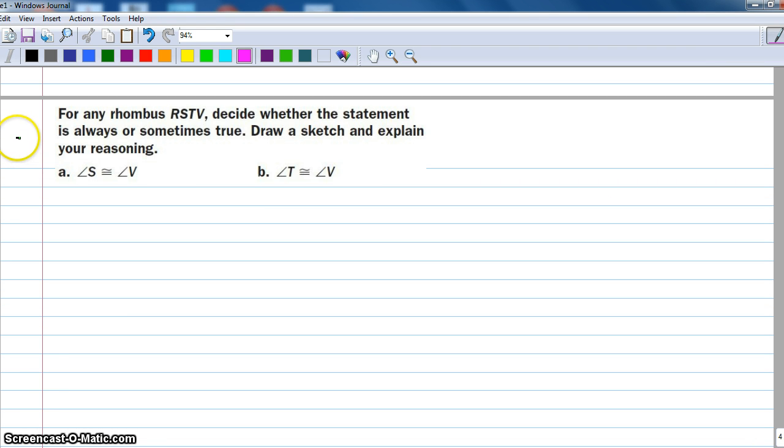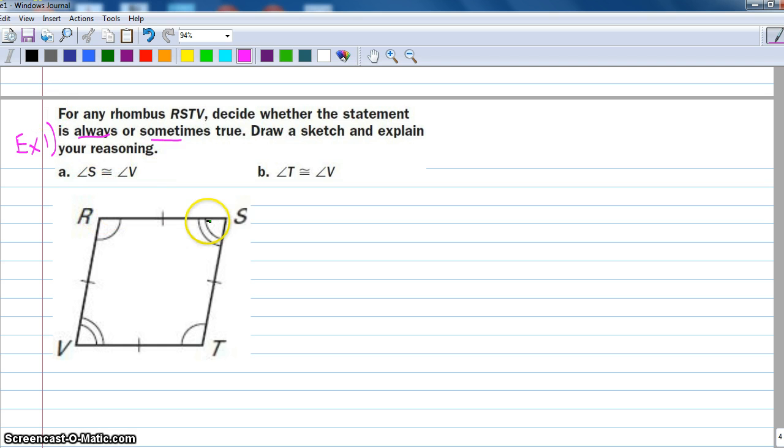Alright, let's try this example. Example 1. For any rhombus RSTV, decide whether the statement is always true or sometimes true. So the answer is either always or sometimes. Draw a sketch and explain your reasoning. So let me draw a rhombus real quick. Alright, so I drew it and I already put little palitos to make sure that they're all congruent, and I put the opposite angles are congruent because that's what a rhombus is. I just didn't put the diagonals in because it didn't ask.